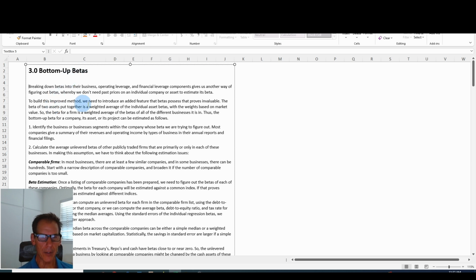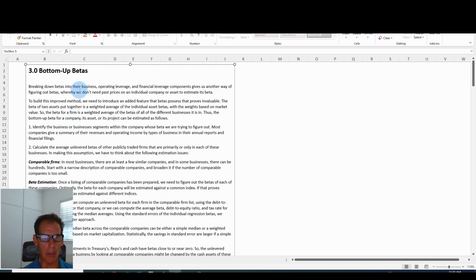What are bottom-up betas? Let me just give a Reader's Digest version. Historically, we've used regression analysis to generate beta. We use historical data. The argument is, is there a better product that we can use that will provide better beta? In other words, is there something that will give us real-time betas? The bottom-up beta is a good attempt.